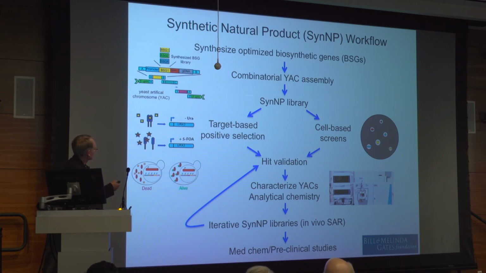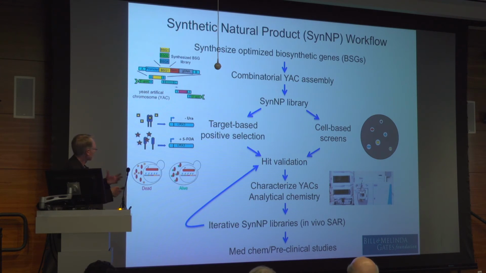We put them into combinatorially expanded YAC, so we can typically make YAC libraries of millions to even billions of clones if we wish, and we can screen those libraries in very high throughput, characterize the YACs that appear to be making bioactive products and purify those products and figure out what they are, and then move those hits into the drug discovery pipeline.